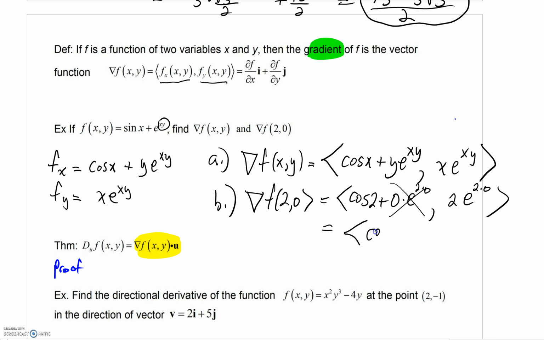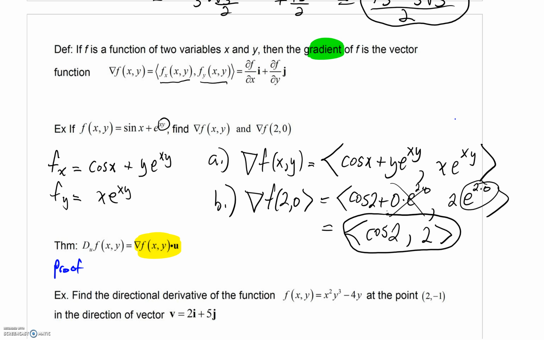Cosine of 2 radians. Well, we can have that. You don't need to have pi in your radian form, of course. e to the 0 is 1. 1 times 2 is simply a 2. And this, guys, is your gradient applied at the point (2, 0), when x is 2 and y is 0.